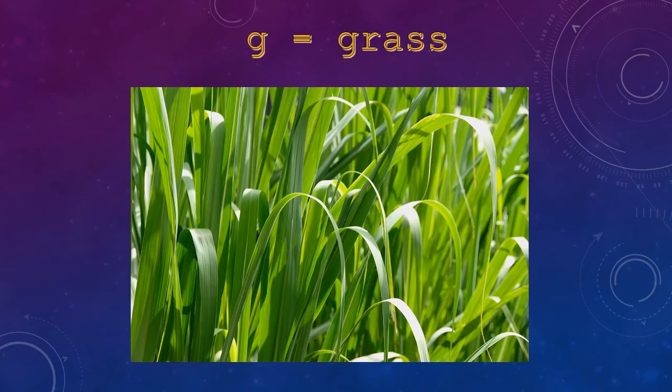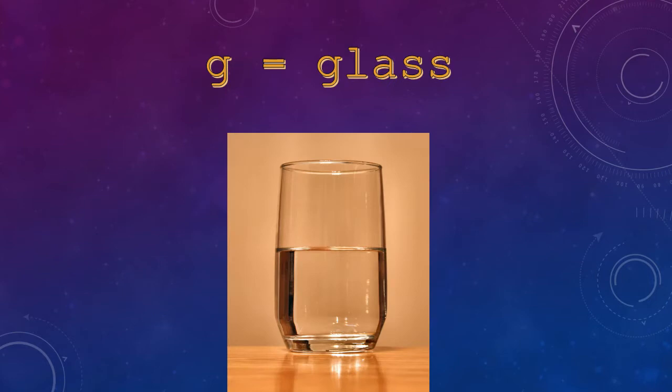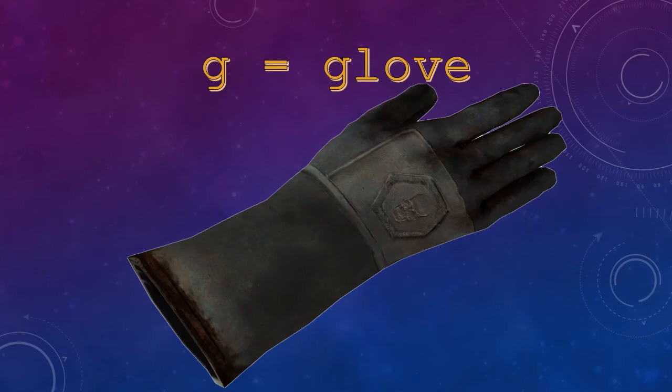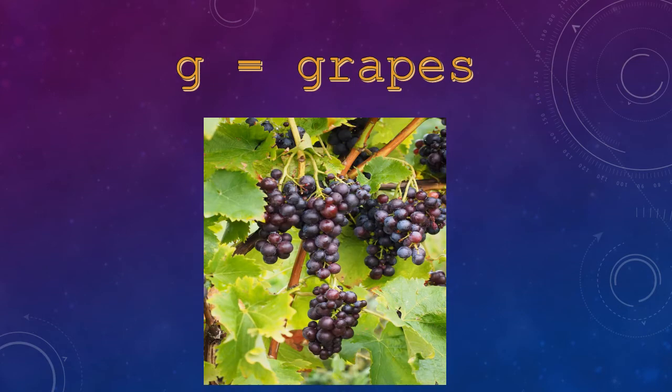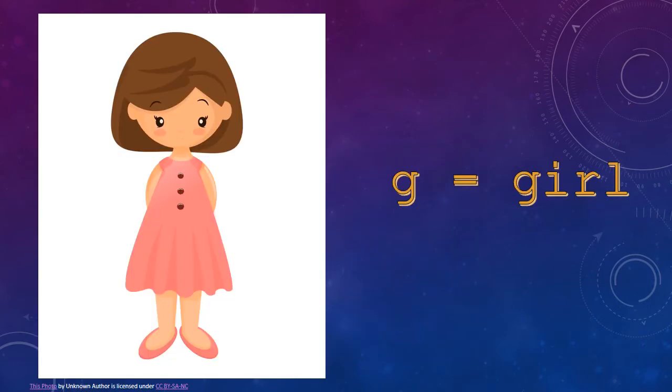Alright, girls and boys. We are going to look for the words that start with the sound G. G for grass. Say after me. G for gate. Say it. G for glass. G for glove. G for grapes. G for green. G for girl.